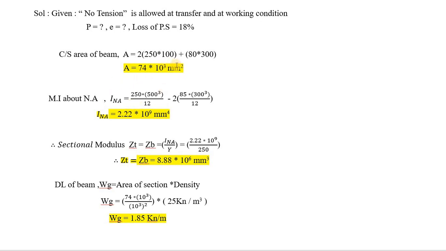I want this area to be converted into meter. So whatever you can see here, 10 power 3 whole square, this is just a conversion from mm to meter. Into density, they have clearly given in the question, so take it as 25 kilonewton per meter cube. So Wg will be 1.85 kilonewton per meter.